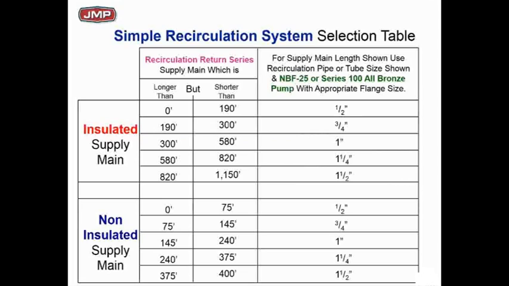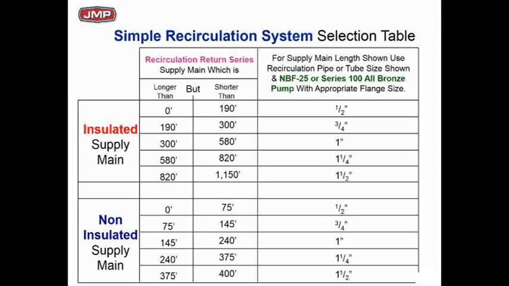Now, here's another little chart that B&G put together. This is insulated pipe at the top. Don't worry about the bottom. The red's the insulated piece of pipe. On the right-hand side are 2 very common B&G pumps, the little NBF 25 or the old Series 100 all bronze that some people still love. But the little NBF is the wet rotor bronze pump that does the same thing as the 100 does.